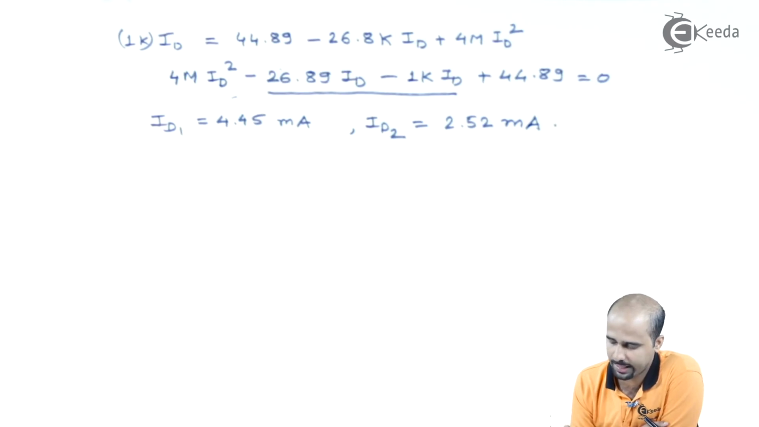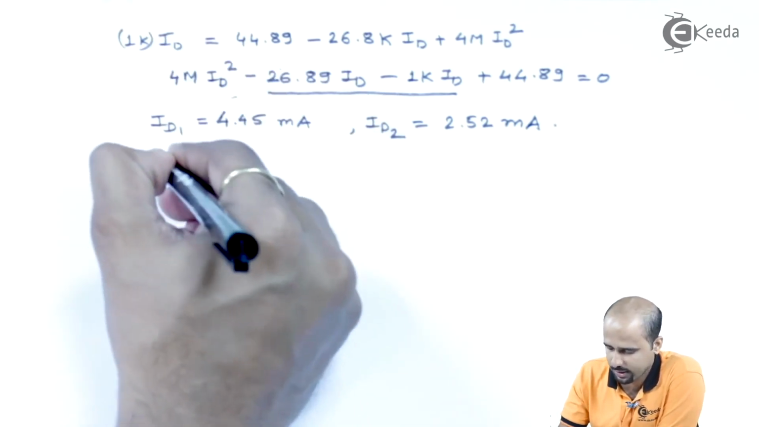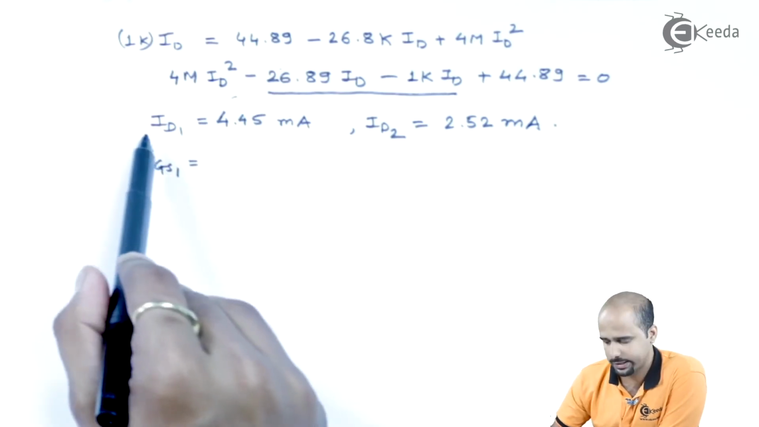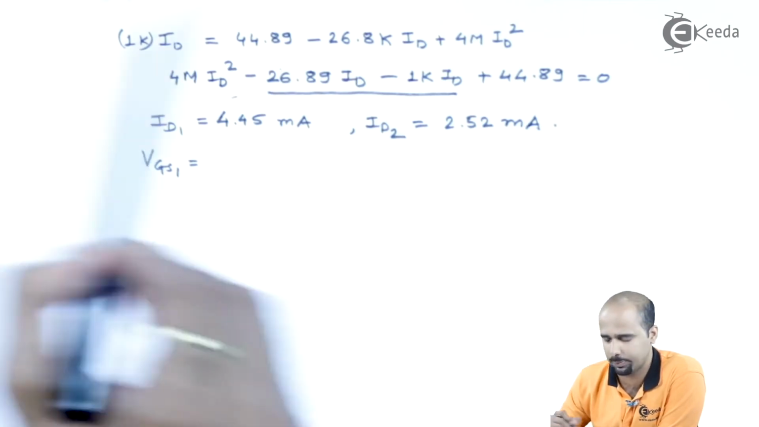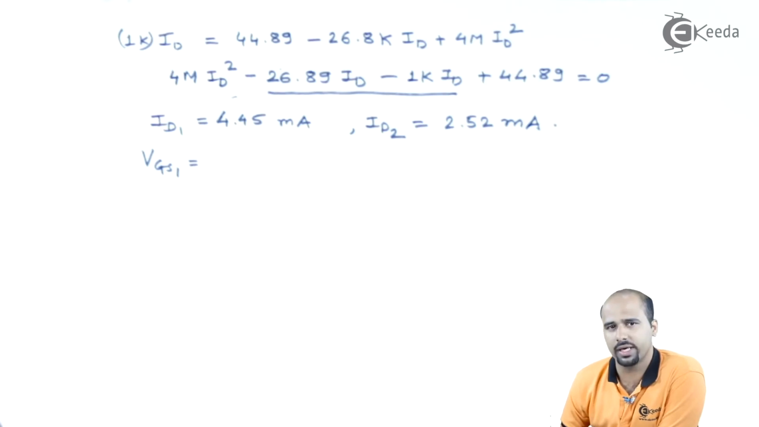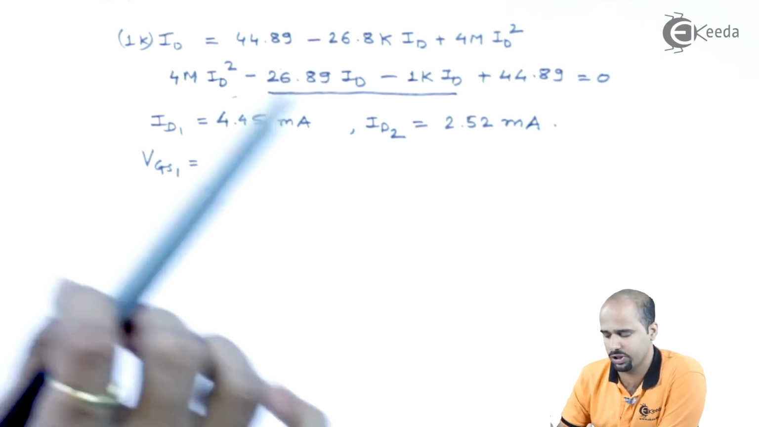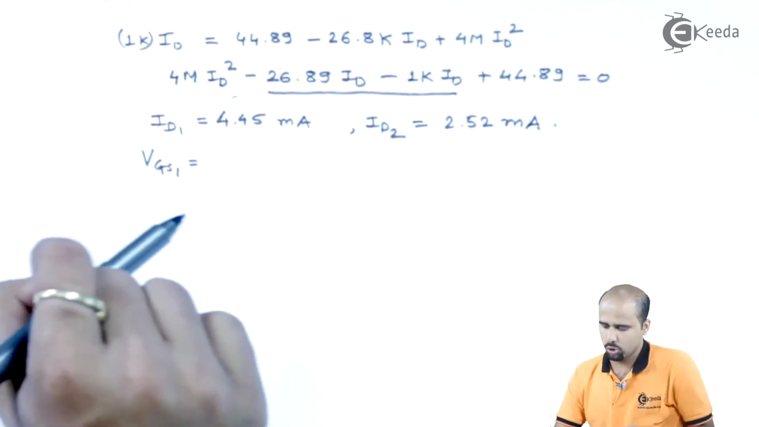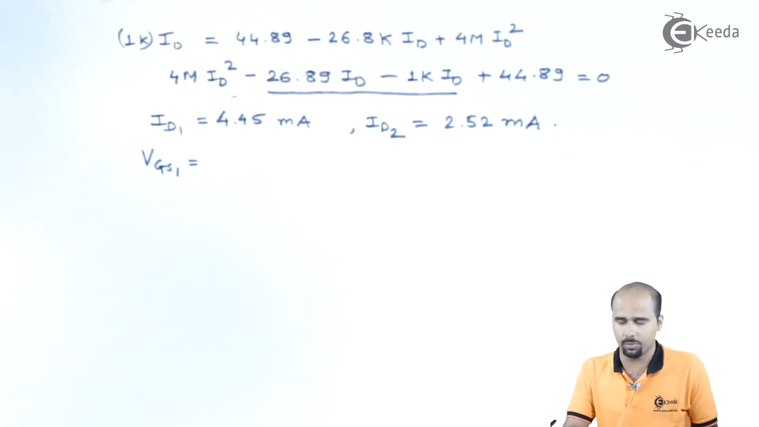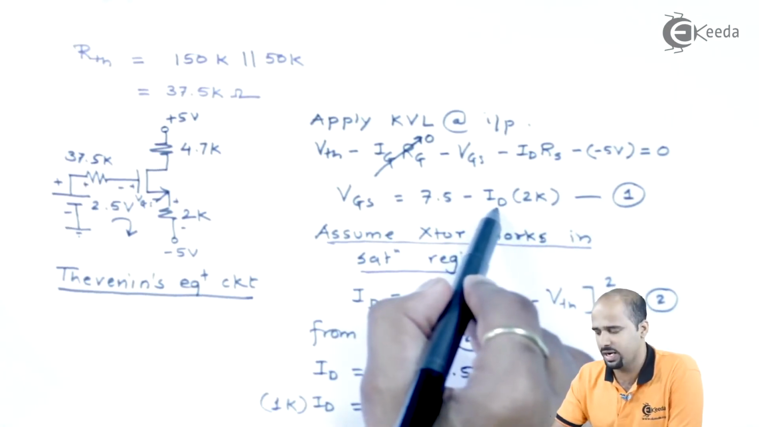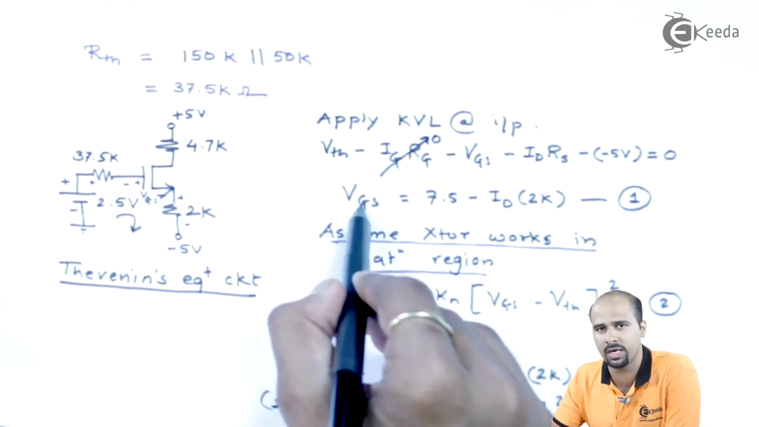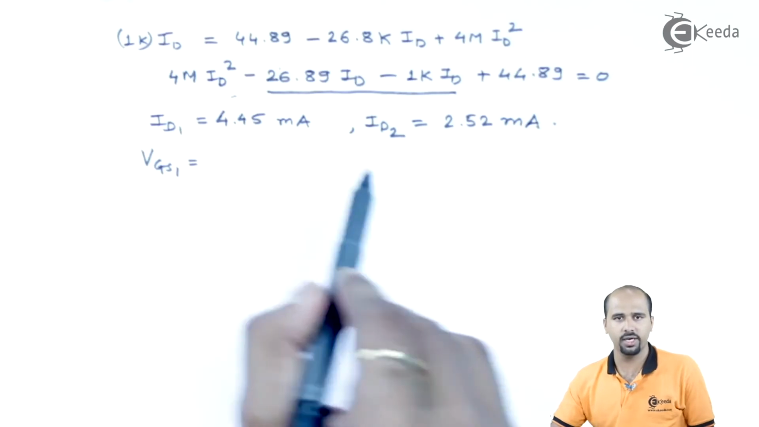These are the two roots which we will be getting, and out of the two values of ID, which value should I take, right? So there's a confusion. What we will do is calculate the value of VGS1 and VGS2 corresponding to ID1, 4.45 milliampere, and ID2, equal to 2.52 milliampere. We will calculate by using equation number 1, which we got earlier, putting ID as ID1 and ID as ID2, and we will get the values of VGS1 and VGS2. So let's calculate.